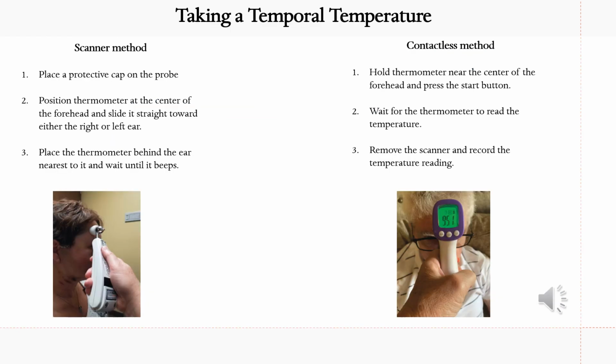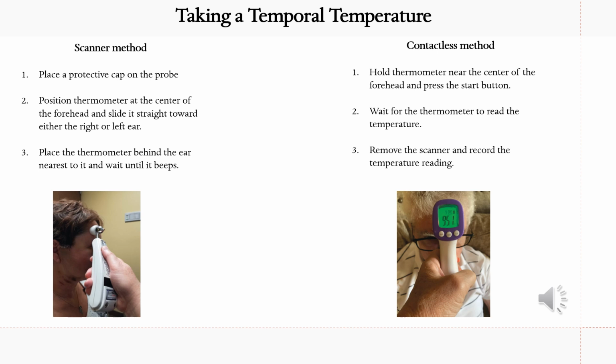When using the scanner method to obtain a temporal temperature, you're going to place a protective cap on the probe. You're going to position the thermometer at the center of the forehead and slide it straight towards either the right or the left ear. And then you're going to place the thermometer behind the ear nearest to it and wait until it beeps and record the temperature.